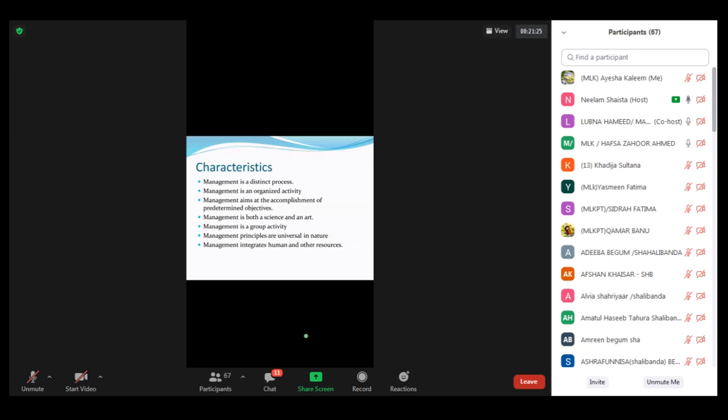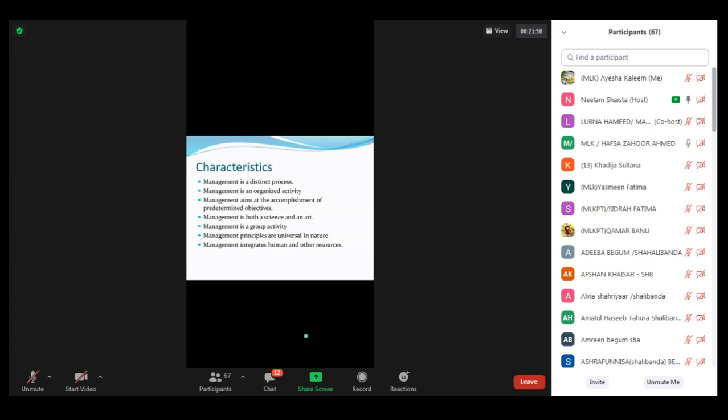The next is management integrates human and other resources. Management integrates human and other resources. Now what do you mean by this? Combines both of them, like humans use the resources for achieving the objectives and goals of the company.